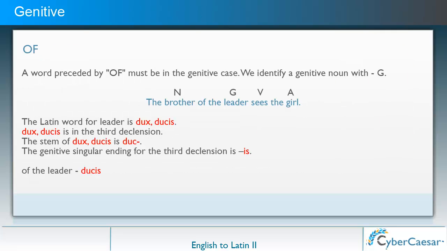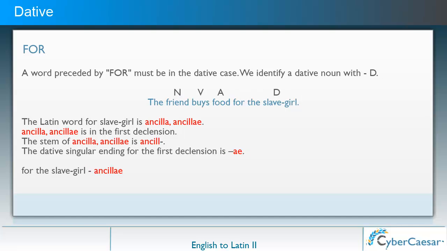A word preceded by "of" must be in the genitive case. We identify a genitive noun with G. The brother of the leader sees the girl. The Latin word for leader is dux, ducis. Dux, ducis is in the third declension. The stem of dux, ducis is duc. The genitive singular ending for the third declension is -is. Of the leader, ducis.